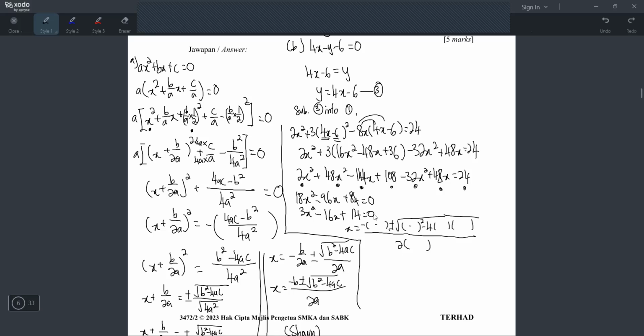And what you put here and here is the b. So the b is negative 16. What is the a? 3. And what is the c? 14. Okay, I want to mention one thing here.